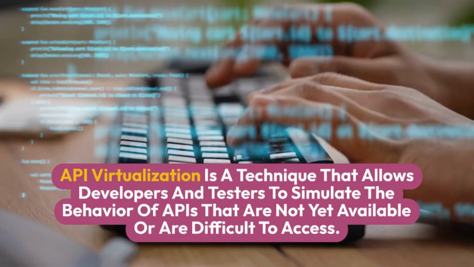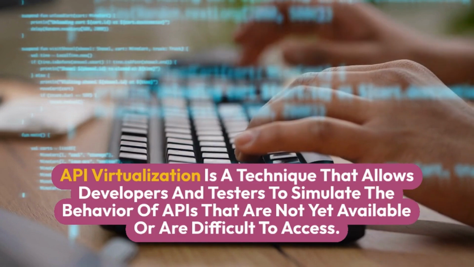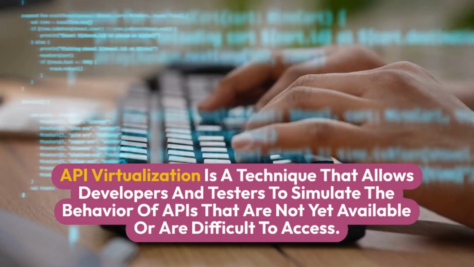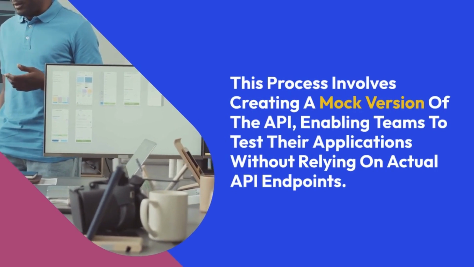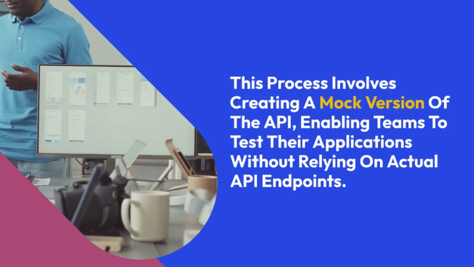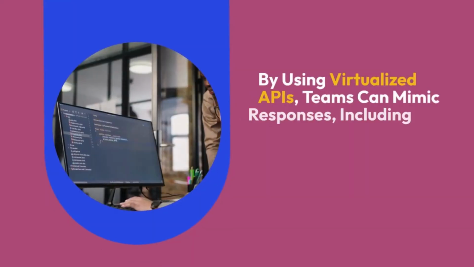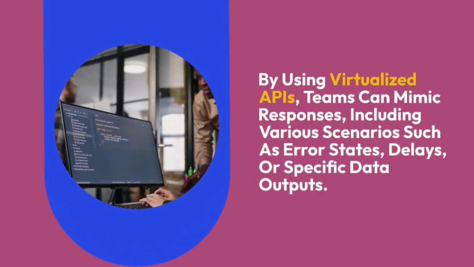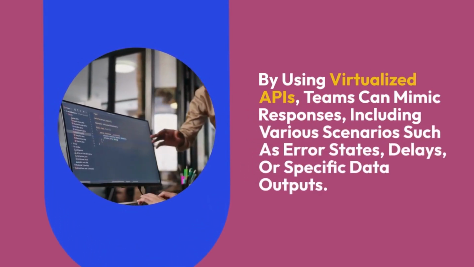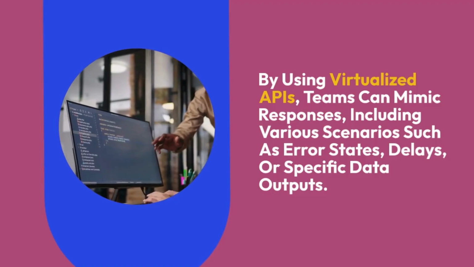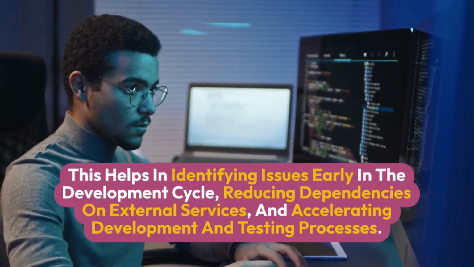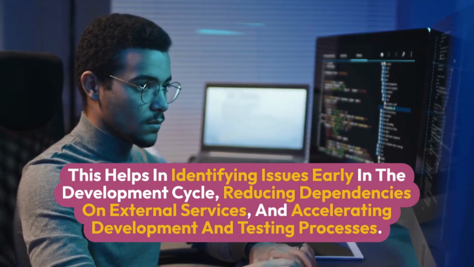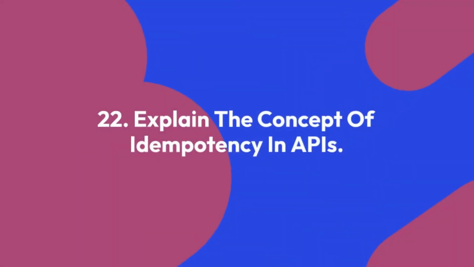API virtualization is a technique that allows developers and testers to simulate the behavior of APIs that are not yet available or are difficult to access. This process involves creating a mock version of the API, enabling teams to test their applications without relying on actual API endpoints. By using virtualized APIs, teams can mimic responses, including various scenarios such as error states, delays, or specific data outputs. This helps in identifying issues early in the development cycle, reducing dependencies on external services, and accelerating development and testing processes. 22. Explain the concept of idempotency in APIs.